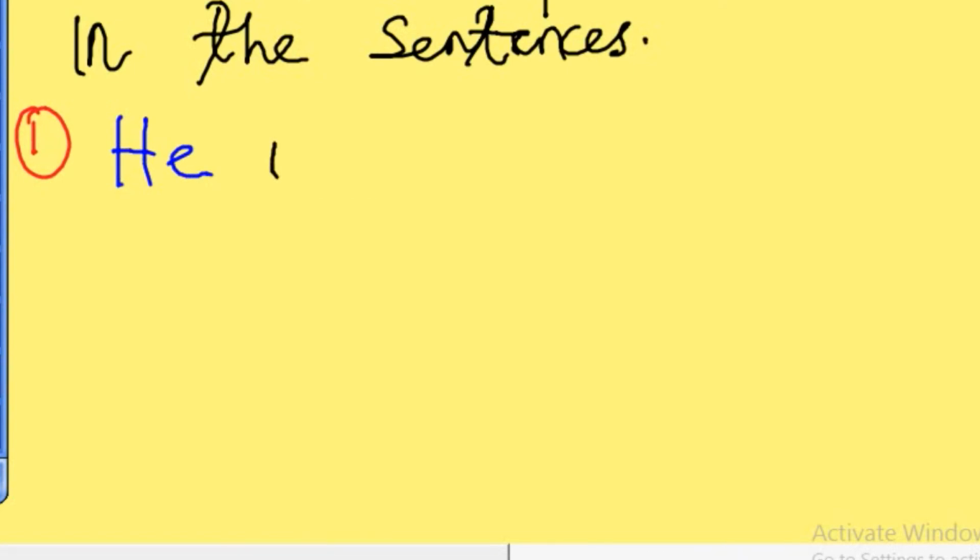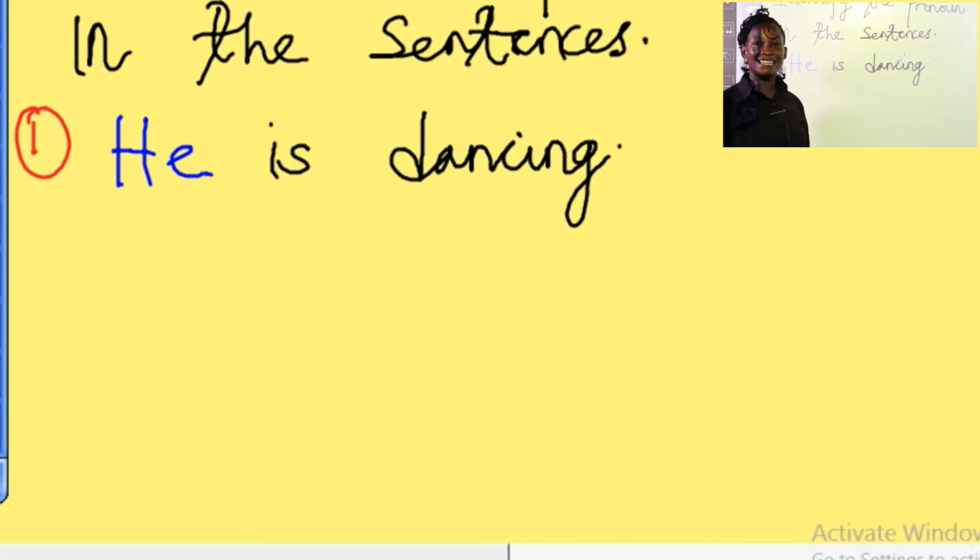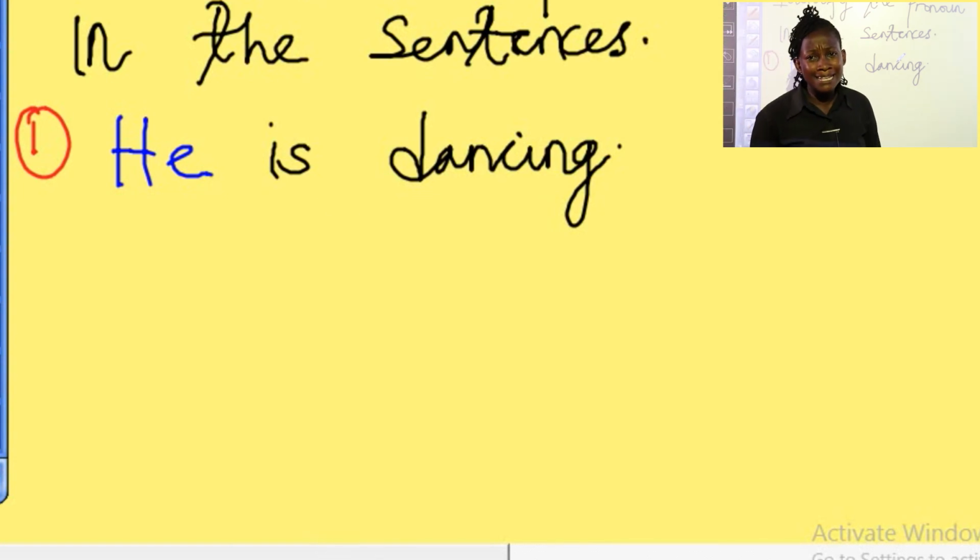He is dancing. The pronoun here is he. He represents male, that is boys, man. Example of he, I told you we have Sam. You can say Sam is dancing. We can have Tom is dancing.